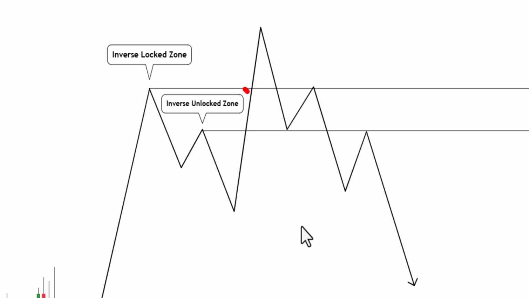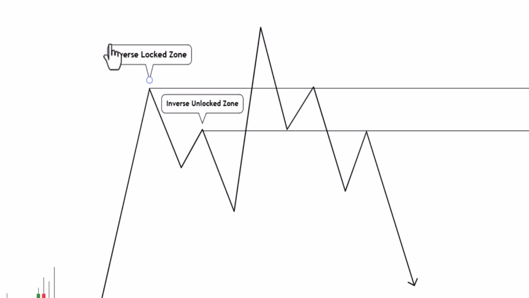On the other hand, the inverse unlocked zone forms when price revisits that level and breaks through, signaling a potential shift in market structure. These zones are critical because they tell us whether institutions are trapping retail traders or continuing a strong move. By recognizing this, traders can enter positions at the right time instead of getting caught in market traps. Now, let's go deeper into how these zones form and why they matter.